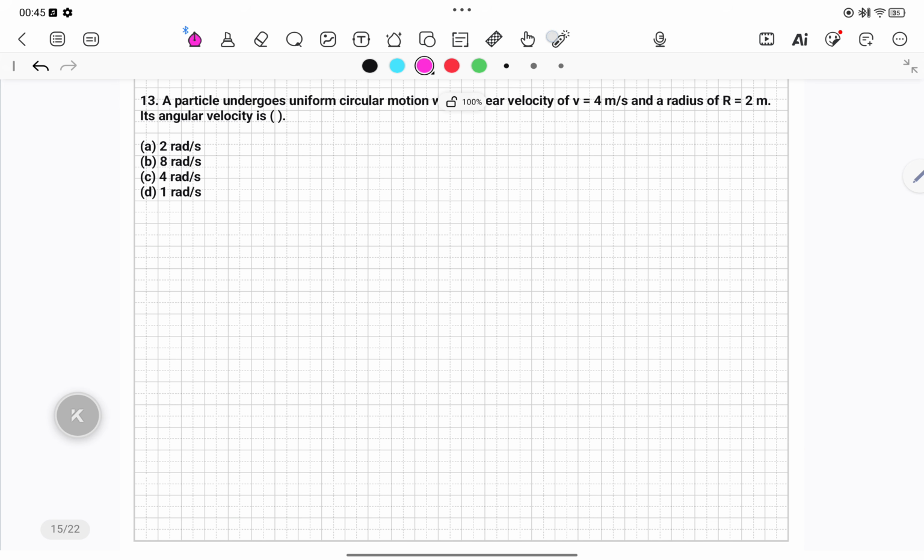Now move to question number 13. A particle undergoes uniform circular motion with a linear velocity v equal to 4 meter per second and radius r equal to 2 meter. Its angular velocity is. Here, linear velocity v is given as 4 meter per second and radius is given as 2 meter. We know that v is equal to r times omega, so omega is equal to v by r. Here velocity is 4 and radius is 2, so it will become 2 radian per second. So option A is correct.